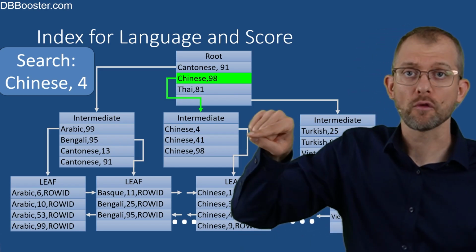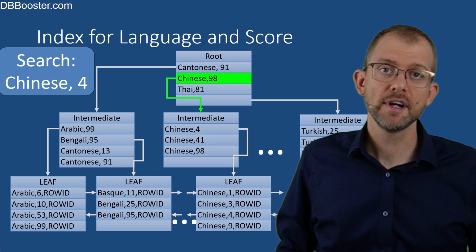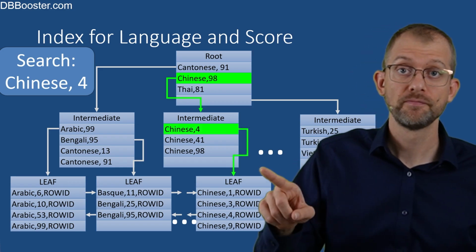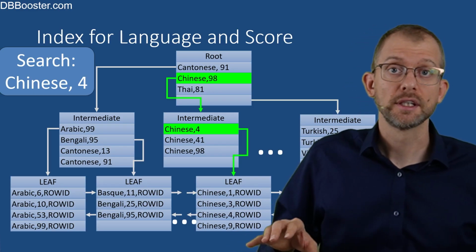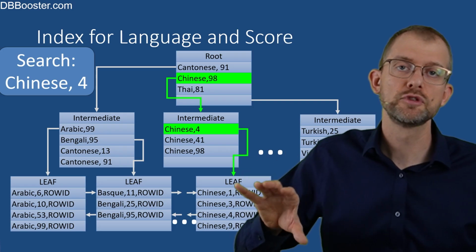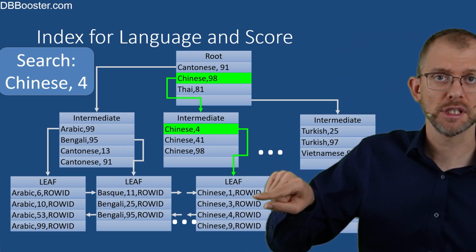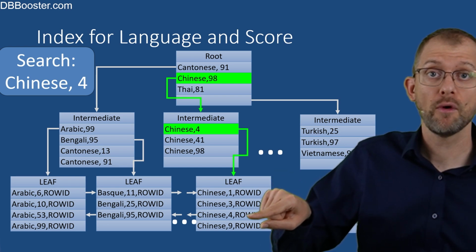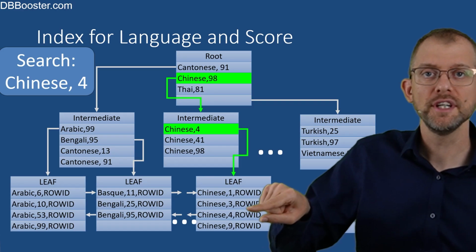Again, we compare our value against the entries. This time, the very first entry is equal, so we follow its pointer to the leaf. In the leaf, we check the key values one by one. Chinese 1 is not equal. Chinese 3 is not equal. Chinese 4 matches, so we have a hit. But we are not finished yet.